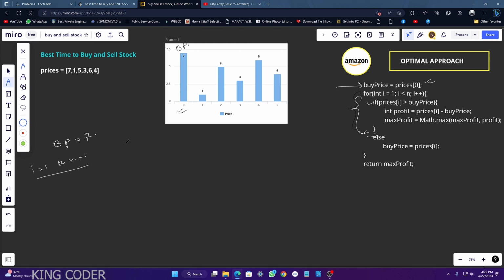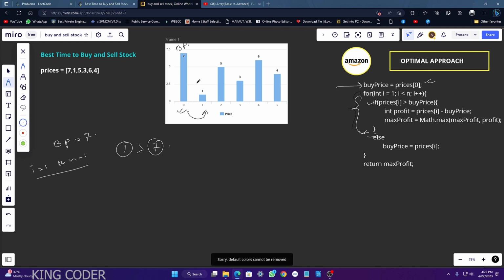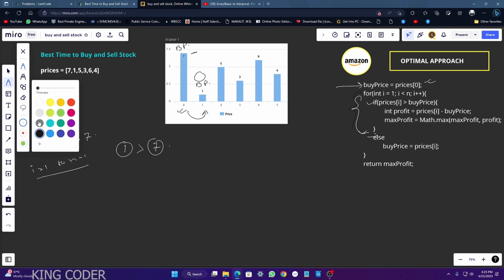So let's check our first condition. The first condition is: prices of i, that is 1, is greater than buy price? It will say no, this is not greater than the buy price. So I will simply update my buy price. Now this is my next buy price. So why did we do it? Because if we get a lesser amount than the buy price, it means it is a loss. So we will update this buy price. So after that my buy price is now 1.